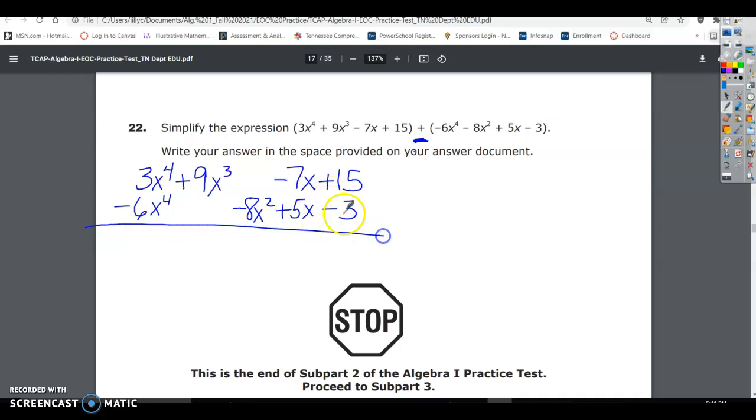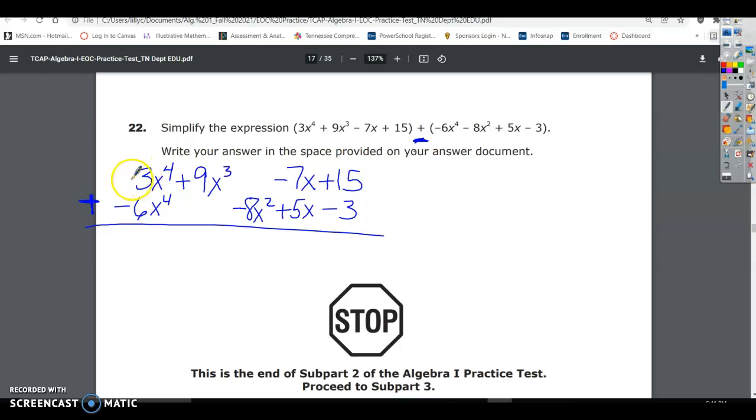All right, so if I want to add these two together, I could simply just look at them here and try to combine like terms, which is fine. I do that all the time. But if you want to line them up so you can see which ones go together, it may be a little bit easier for some of you guys.